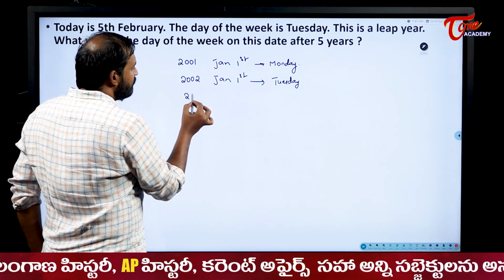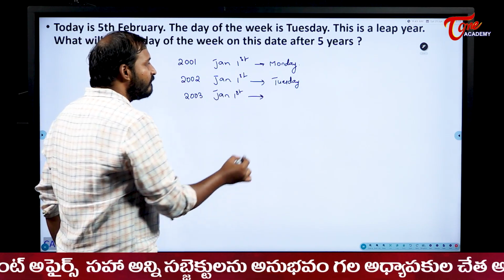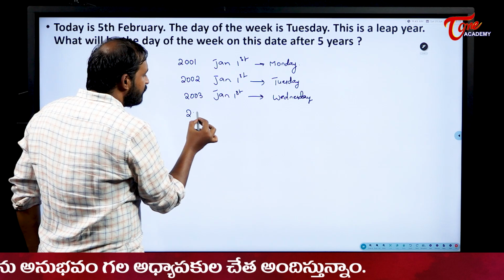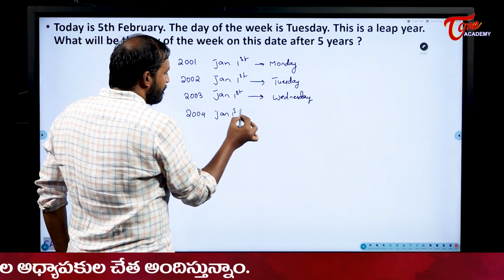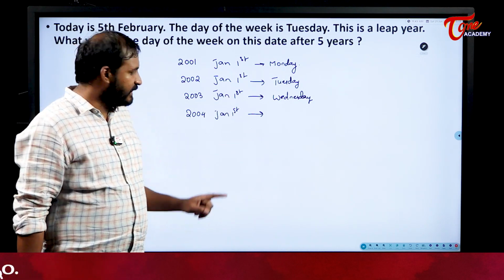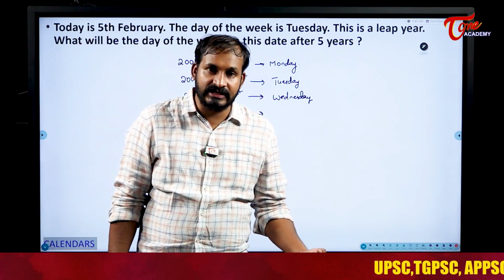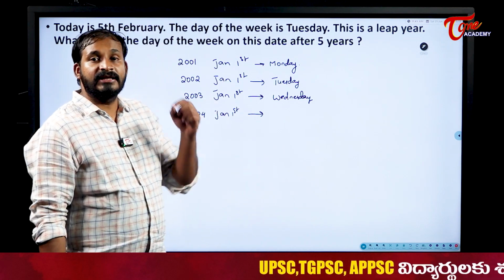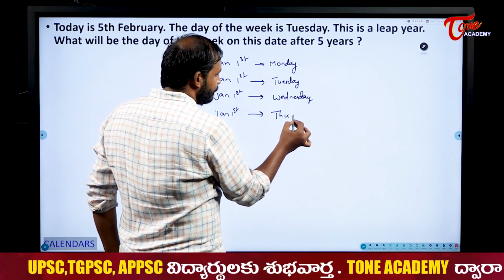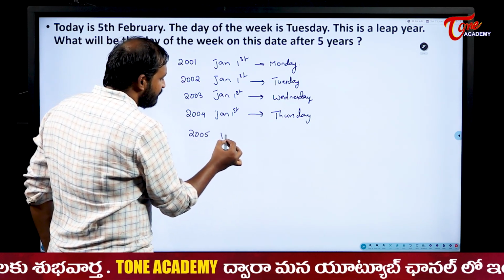Now similarly, what will be 2003 Jan 1st? It will become what? Wednesday. Okay, sir, no problem. Next, what will be 2004 Jan 1st? Sir, this is a leap year. So here there is a jump of 2 days. Please be careful, students. This is January 1st. The 2 days jump happens only after we cross the month of February, February 28th. So that means here it will still become what? Thursday only. It still becomes Thursday.